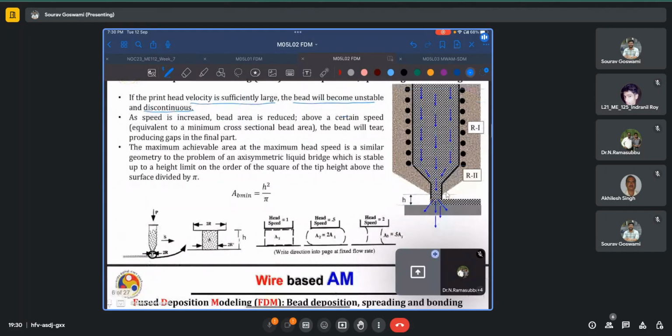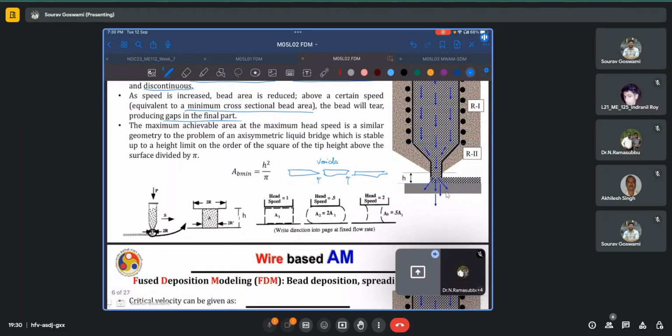So there would be regions where it is printed and then regions of discontinuity. There would not be a continuous print. So these would be voids. As the speed is increased, the bead area is reduced, and above a certain speed, which would be achieved at minimum cross-sectional bead area, the bead will simply tear and produce gaps in the final part. Now, the maximum achievable area at the maximum head speed is similar geometry too.